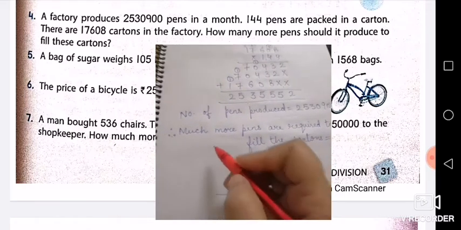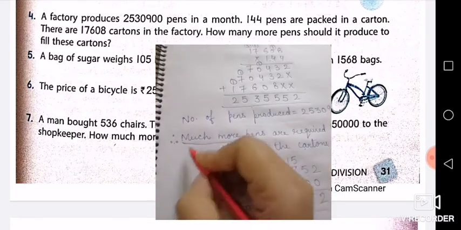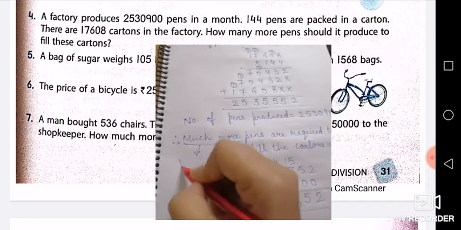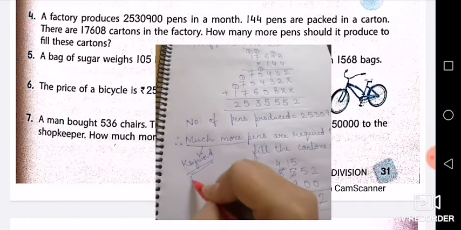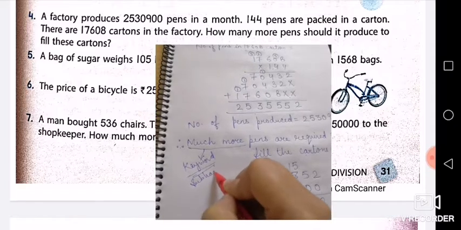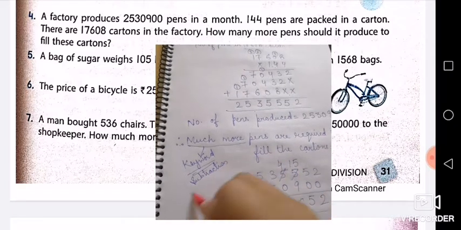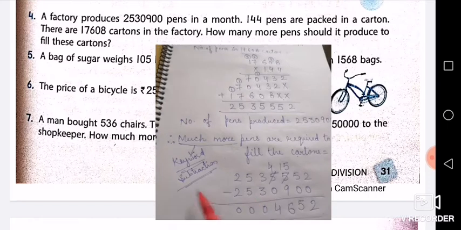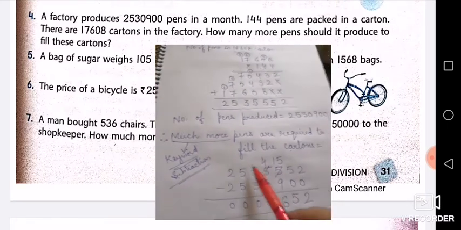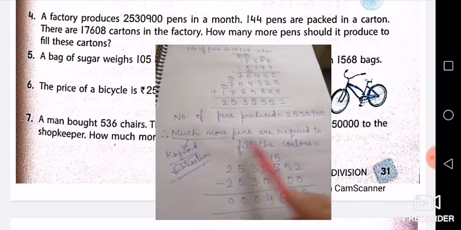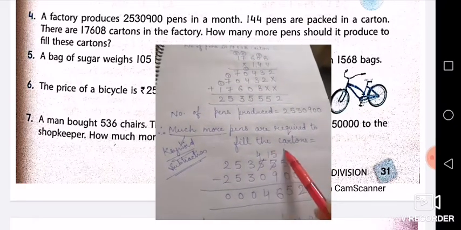Now the words "how many more" we have used. "More" is a keyword. That keyword we were using in subtraction. Subtraction में we were using these keywords, ठीक है? If you remember it. ये much more word को हम use करते थे subtraction में as a keyword. Fine. So many more pens are required to fill the cartons.